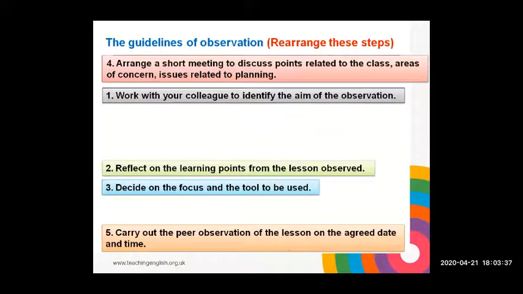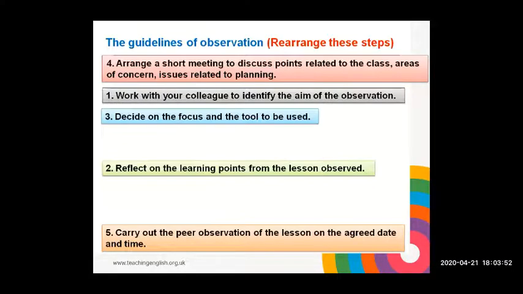This is at first. Next, work with your colleague to identify the aim of the observation. What is the aim of the observation that I'm going to observe you? Why am I going to observe you? Number 3, decide on the focus and the tools to be used. I can observe you through so and so. I can take some notes. I can videotape the lesson. I can write some notes and so on.